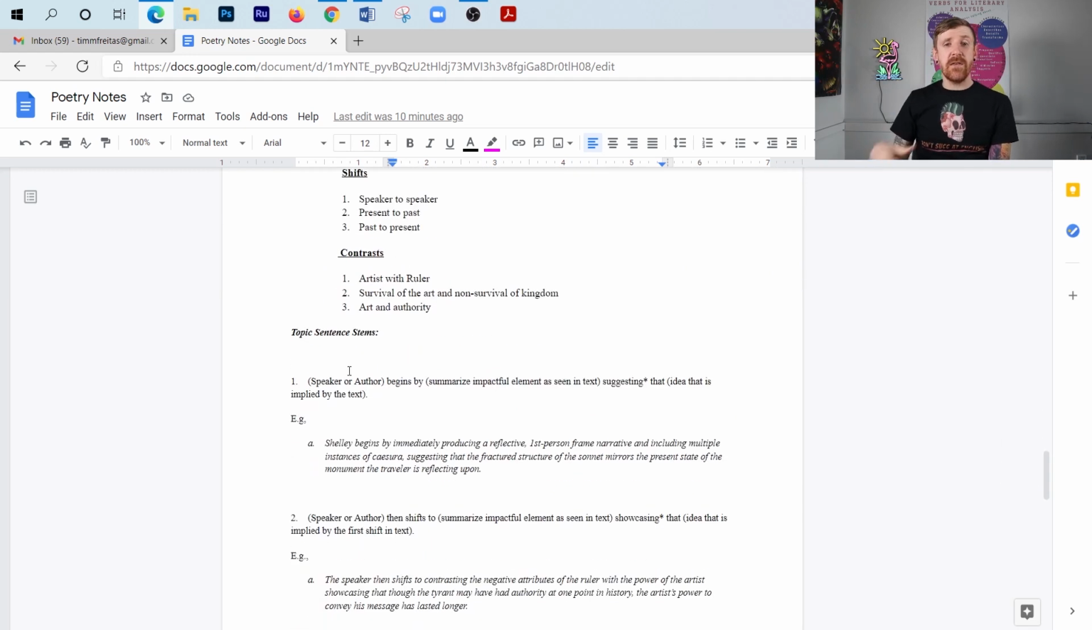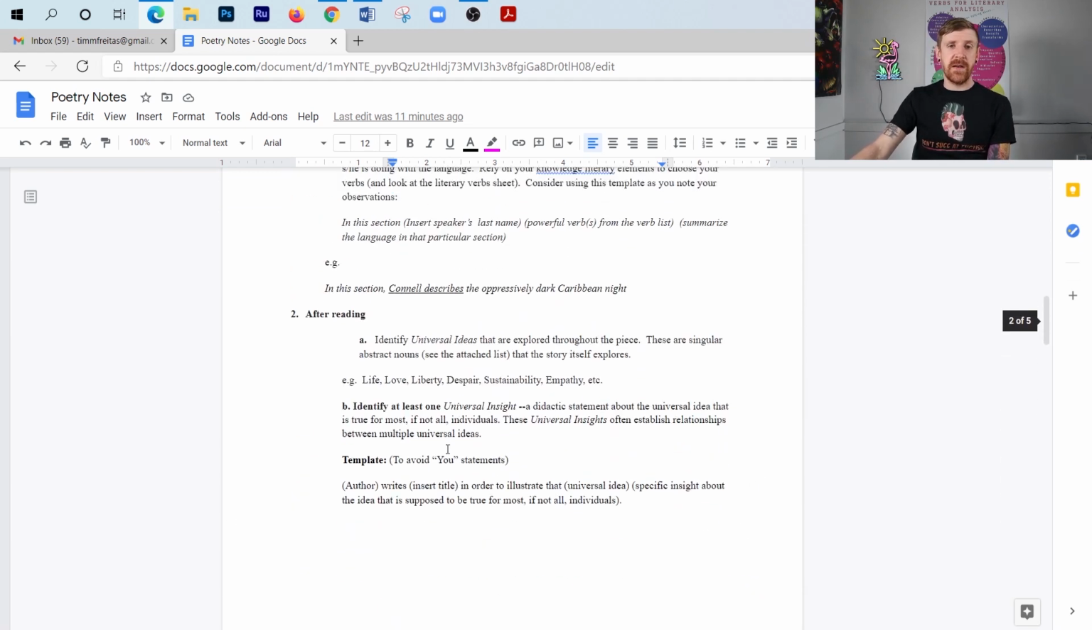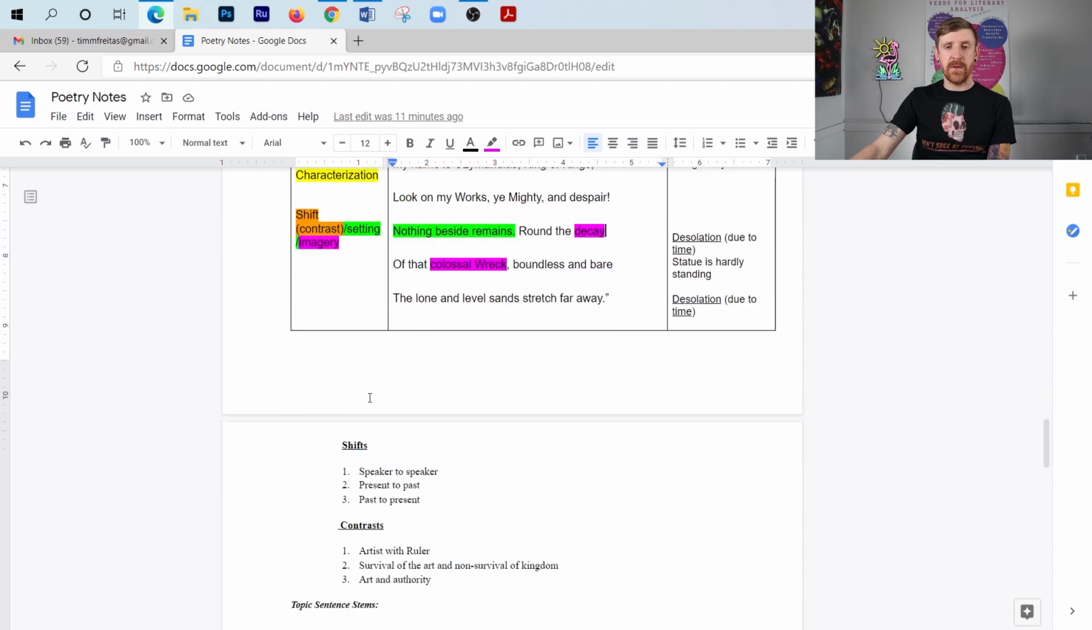So stem 1 is: author or speaker begins by, summarize the impactful element as seen in the text, suggesting that, and then what's implied by the text. What's the understanding that comes? That's what this says. So let's see what I did here. I have: Shelley begins by immediately producing a reflective first-person frame narrative. So notice that goes right with my note about the frame narrative. There we go. Okay.